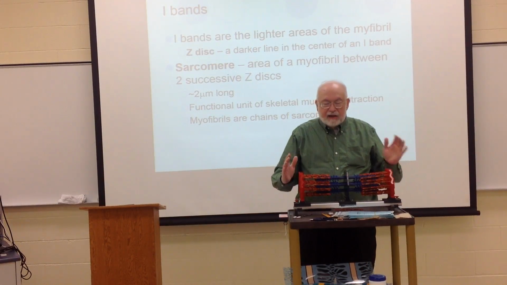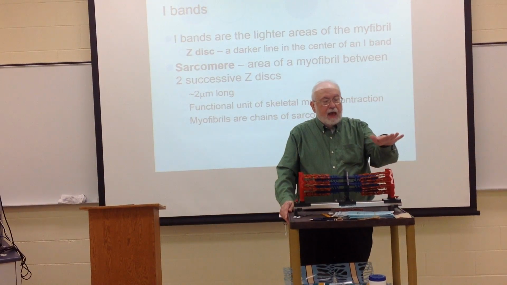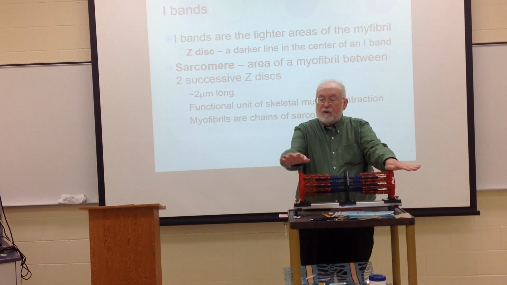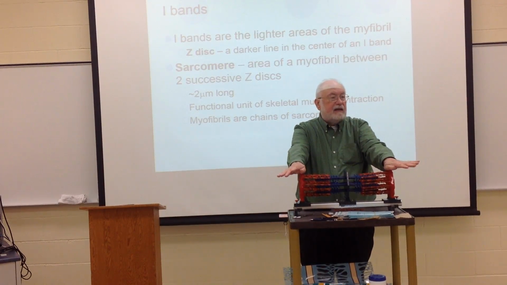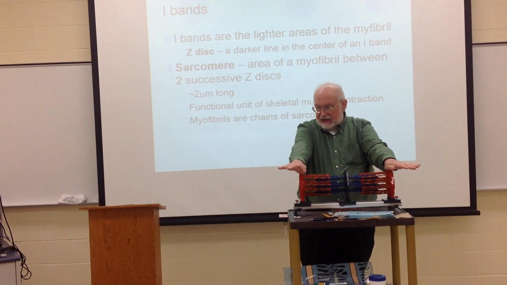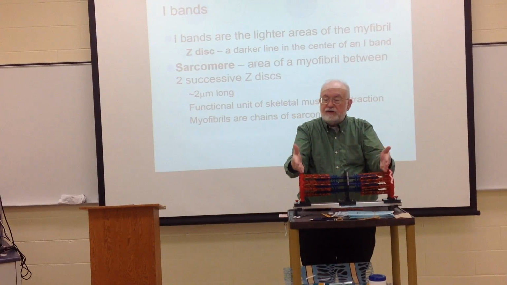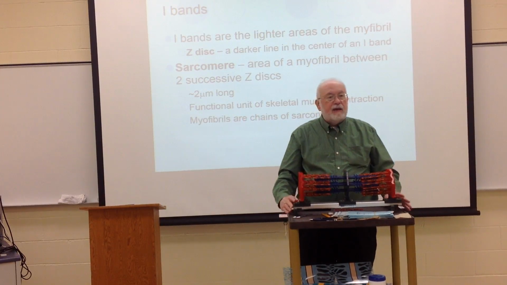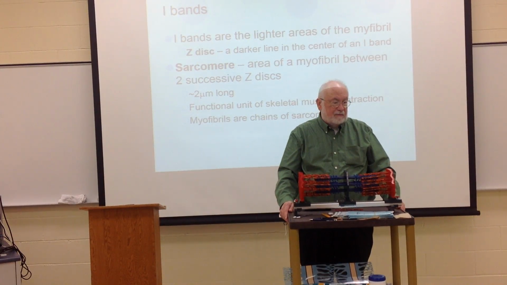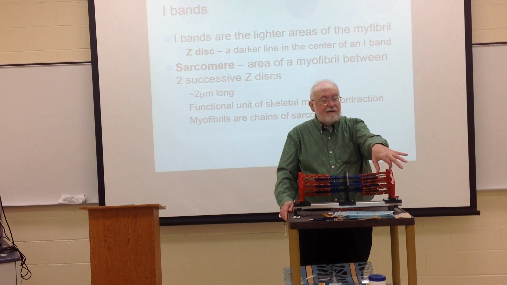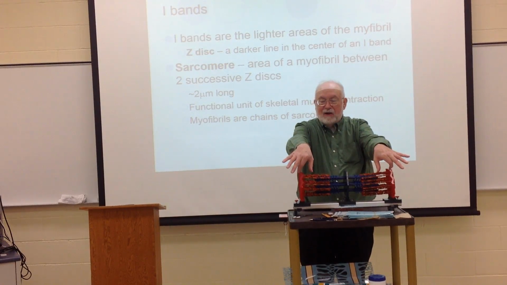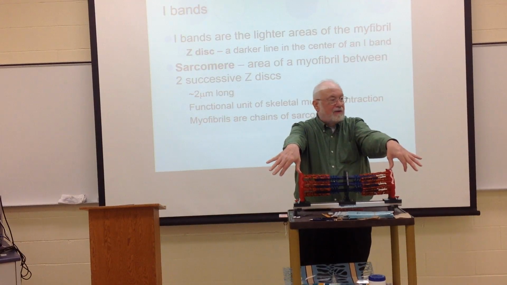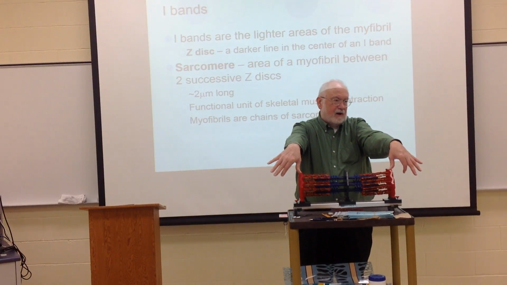All right, and this is like the model for one sarcomere. This red thing here on the end, that's a Z disc. So between two successive Z discs, that's a sarcomere. And the Z disc is down the middle of the I band. So this is half of an I band here. There's half of an I band here. There'd be another one there and there, for the next sarcomere.